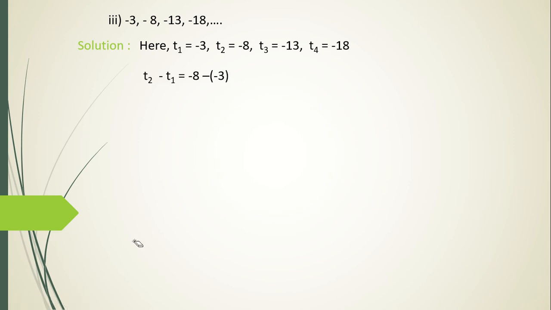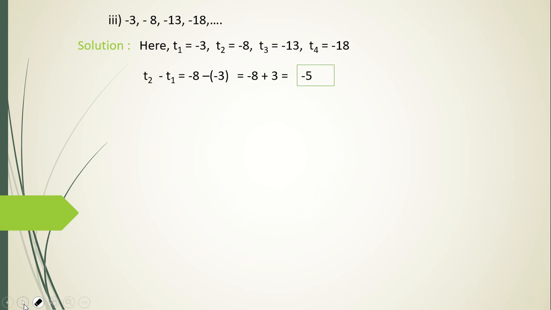Next sum. Your T1 is minus 3, T2 is minus 8, T3 is minus 13, T4 is minus 18. That's quite simple, right? Now just find out the difference: T2 minus T1, T3 minus T2, T4 minus T3. So T2 is minus 8, T1 is minus 3. Minus minus is going to become plus. So minus 8 plus 3 is going to be minus 5.